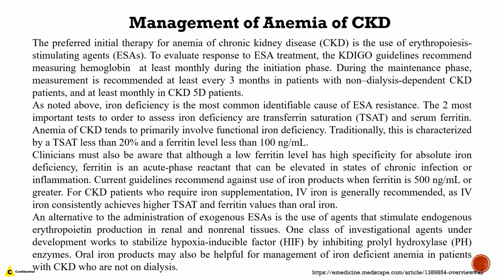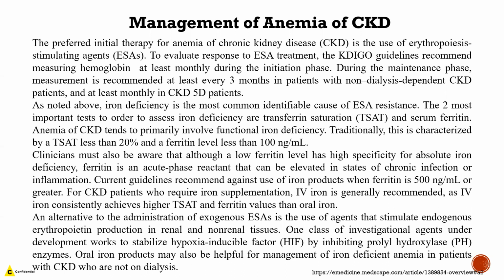As noted above, iron deficiency is the most common reversible cause of erythropoietin agent resistance. The two most important tests to order to assess iron deficiency are transferrin saturation and serum ferritin. Anemia in these cases tends to primarily involve functional iron deficiency. Traditionally, this is characterized by less than 20% transferrin saturation and ferritin level less than 100 nanograms per milliliter.